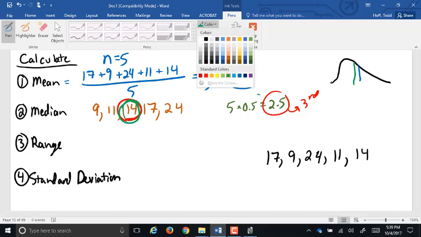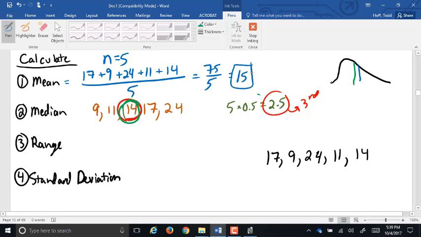Okay, next, the range. The range is simply the largest minus the smallest. So 24 is the largest, 9 is the smallest. The difference is 15. Any questions so far?